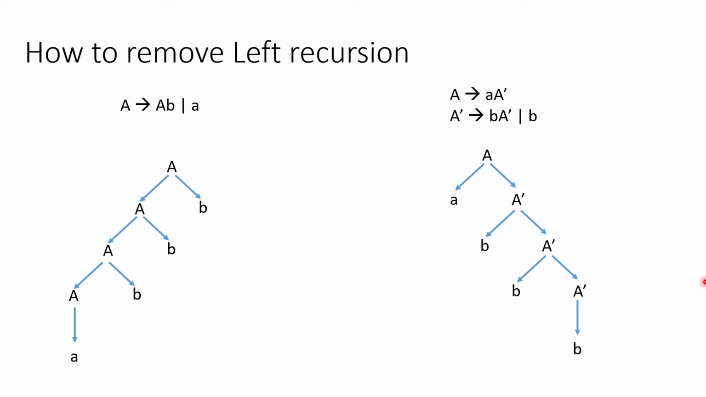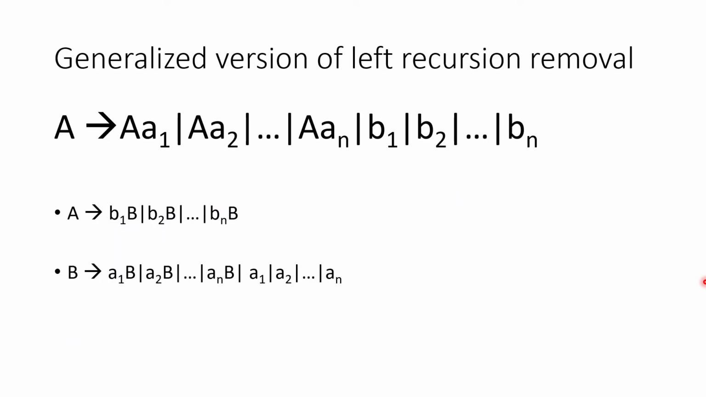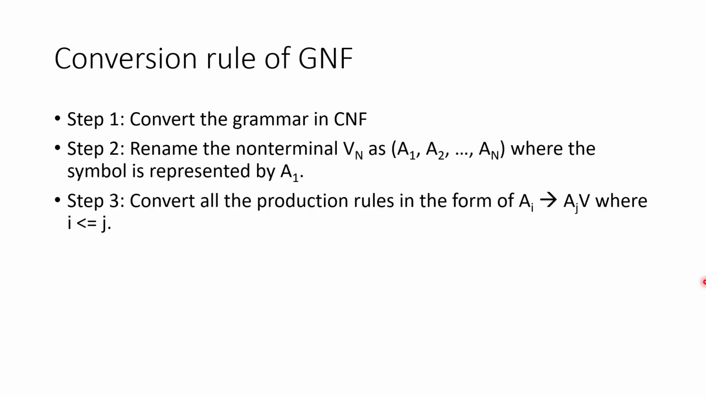So last day we discussed how we can remove left recursion, and I ultimately found a general procedure for left recursion removal. The reason is that in case of GNF, we have seen that left recursion must not be there. Now today we will start with the conversion rule. We will first understand how we can convert a normal context free grammar into Greibach normal form.